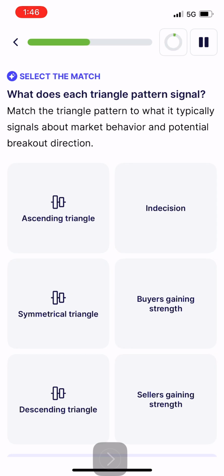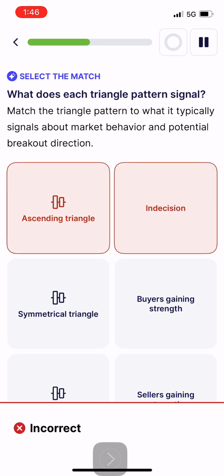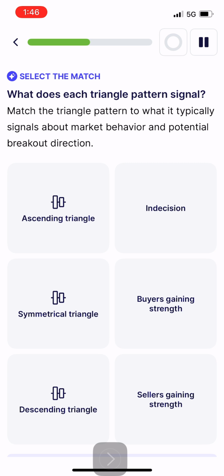Knowledge check. What does each triangle pattern signal? Match the triangle pattern to what it typically signals about market behavior and potential breakout direction.